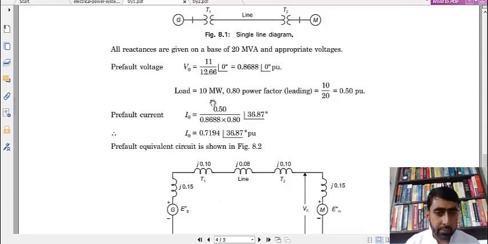So the load is 10 megawatts, 0.8 power factor leading. That is, the load is 10 divided by 20, since 20 MVA is the base. So it comes out to be 0.5 per unit.